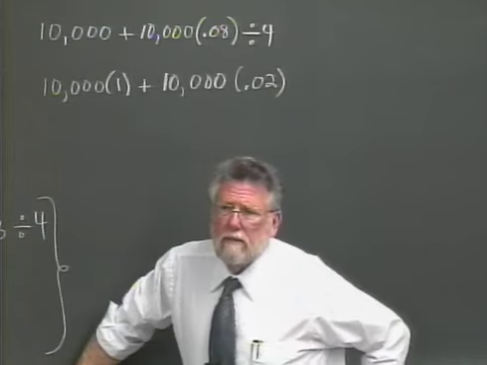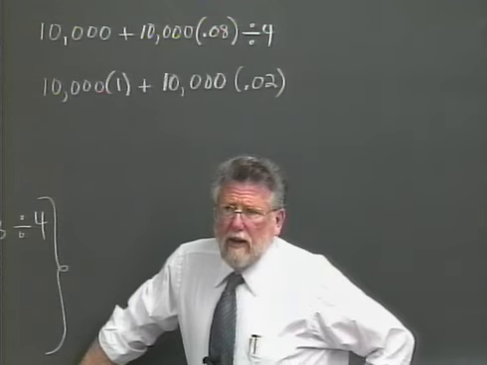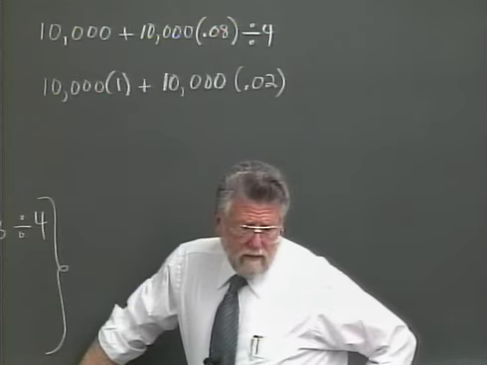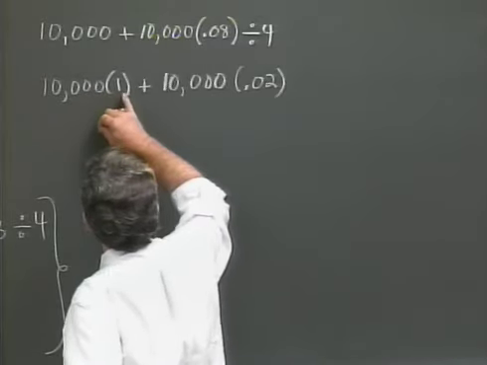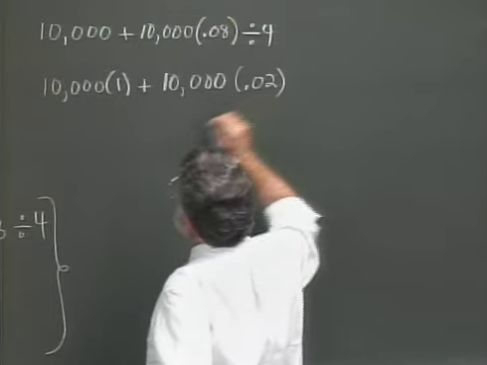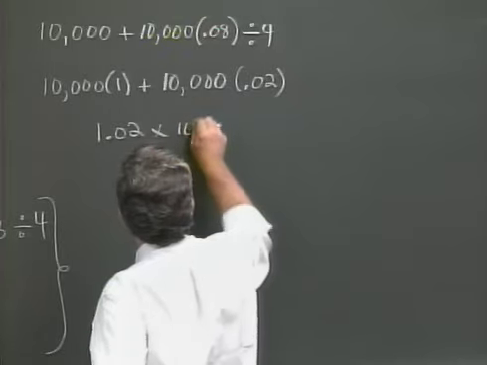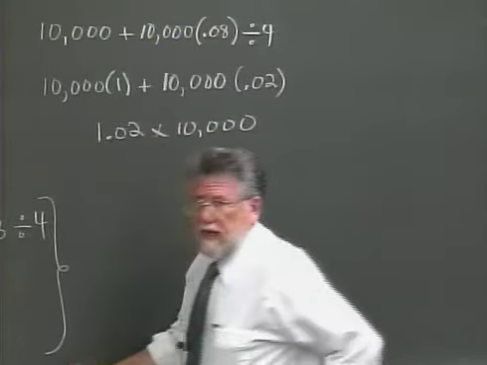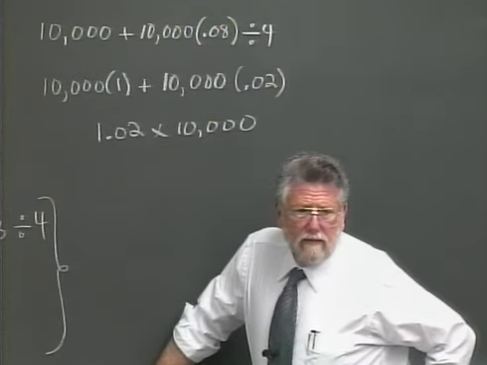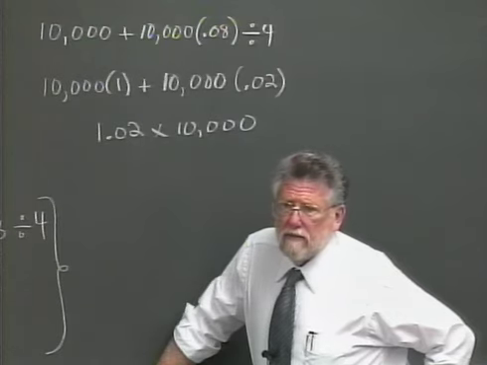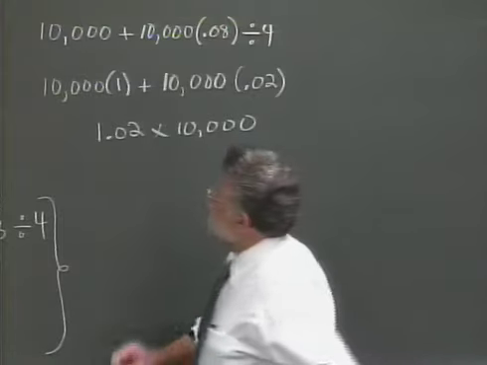I'm going to rewrite this in this way. Look at what I've done, because this is very critical to this unit. 8% divided by 4 is 2%. Agreed? Now, if I look at this, I have 10,000 times 1 and 10,000 times 0.02. If I just did this, take the 1.02 and multiply by 10,000. Will you do that in your calculator? Take your 1.02 times 10,000. Do you get the 10,200 again? Yeah. That's a nice shortcut.